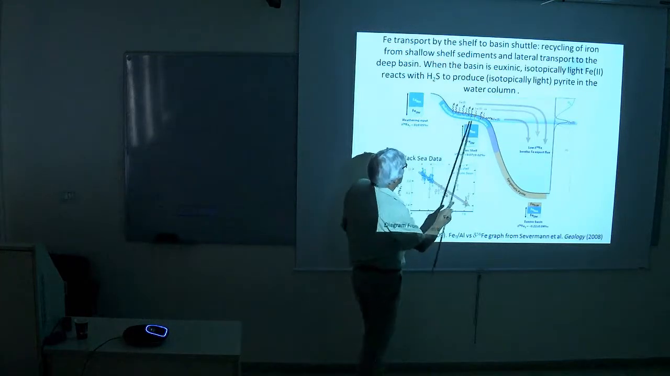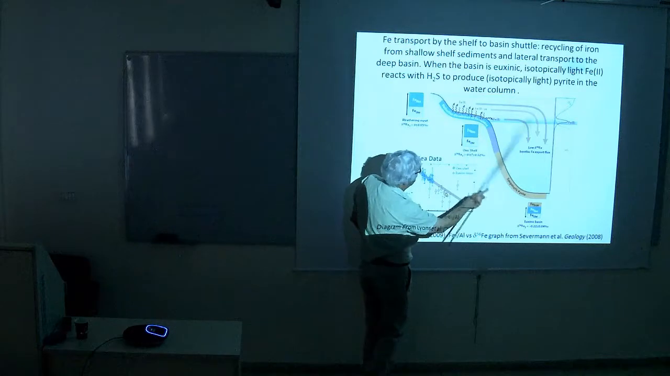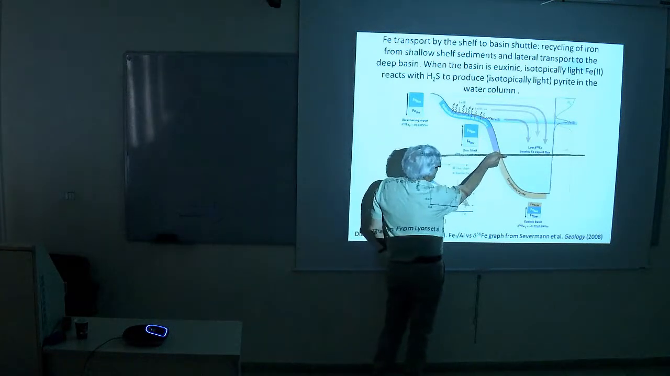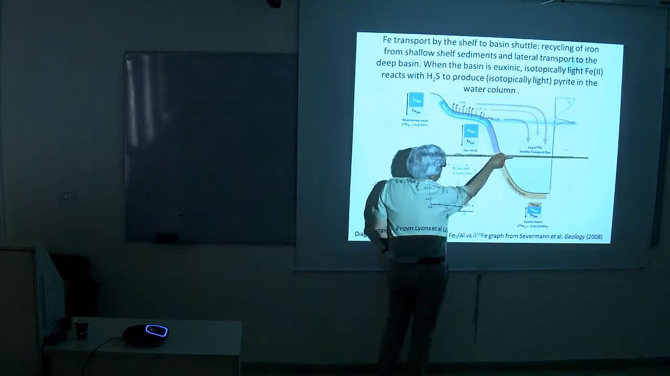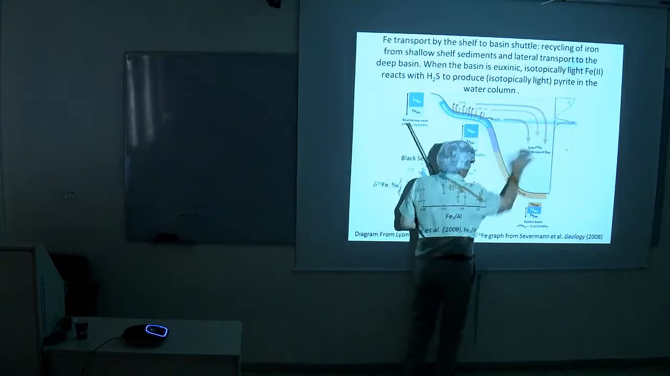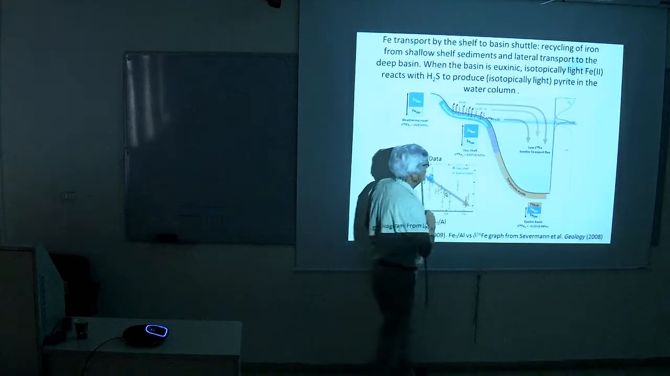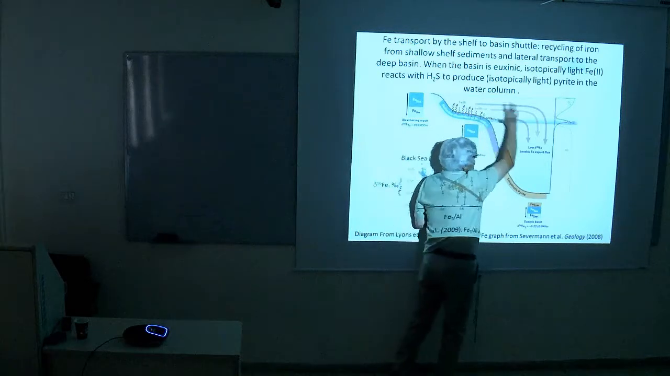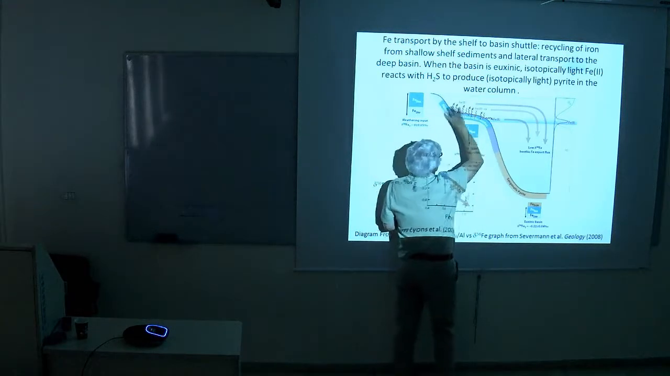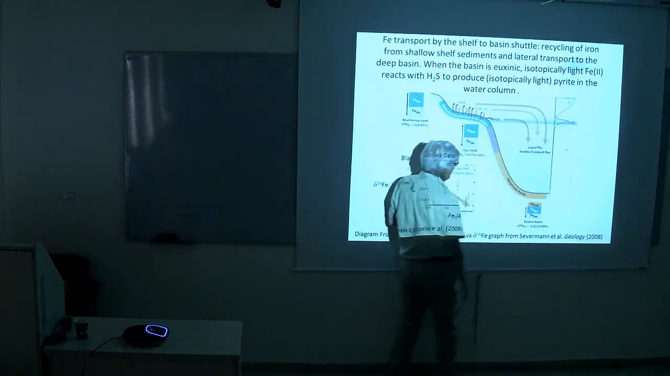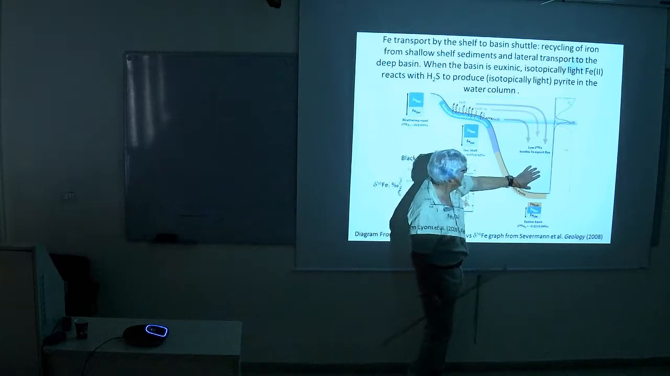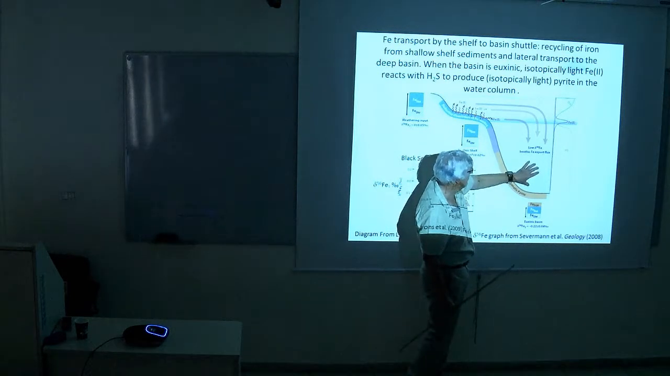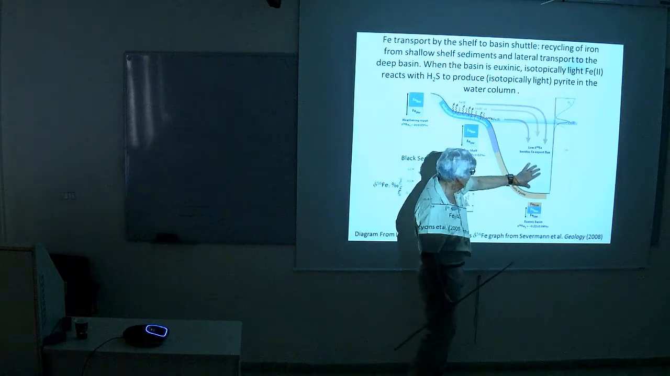The iron oxides that are reduced to Fe2 will become isotopically light Fe2, and the Fe2 that comes straight from the shelf is itself light. So you're adding iron, isotopically light iron, during this shuttling, called the benthic shuttling of iron from the shelf into the deep basin. And of course that iron, when it meets the H2S inside the basin, will form pyrite, and this pyrite will be light. So you're adding isotopically light pyrite into the basin.